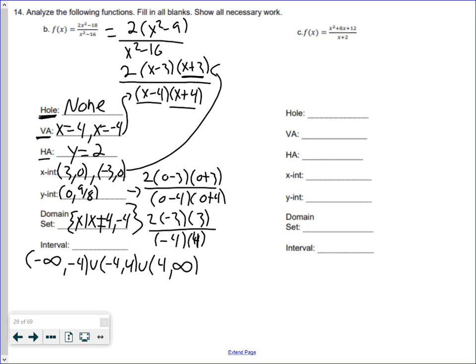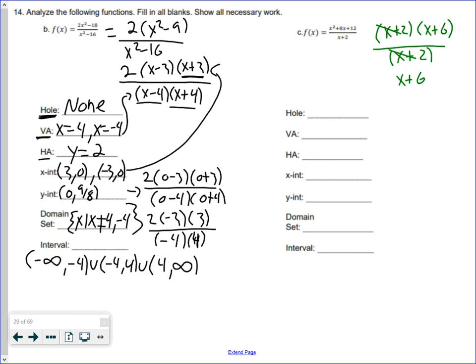All right. Now on to 14c. We have x squared plus 8x plus 12 all over x plus 2. So same thing, we're going to factor this out first. And when we do, you should get x plus 2, x plus 6 on the top, and the bottom's already factored out at x plus 2. So we see we can cancel out this x plus 2 from the top and bottom. That's what we do, and we're left with x plus 6.